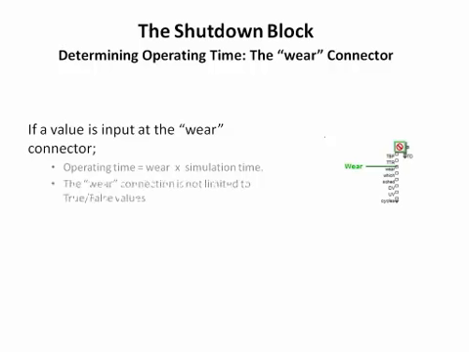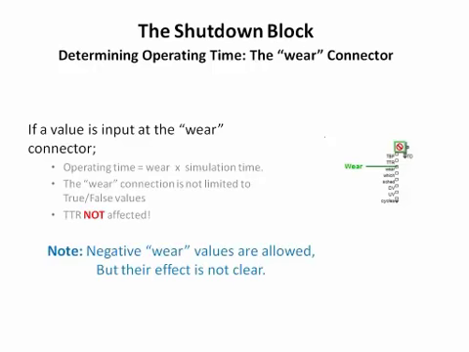Note that the wear function is not limited to true, false, and the wear function does not affect the TTR value. So connecting a wear signal does not impact the time it takes to repair once a failure has occurred. Now, the model allows negative wear values to be input, but I have never tested to find out what their effect is or how they operate. The model just doesn't seem to care, so use those at your own risk.